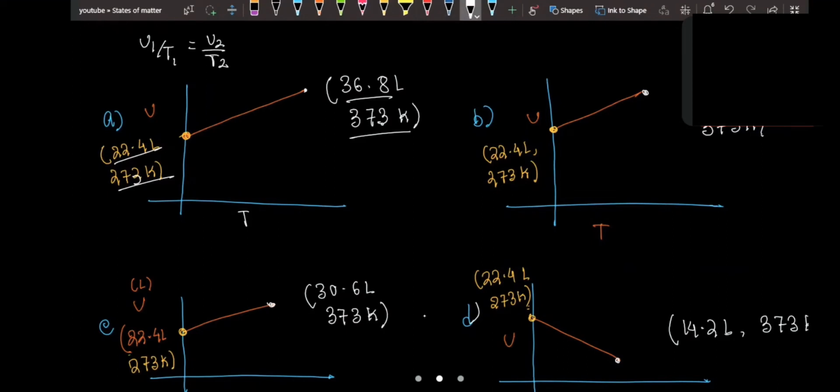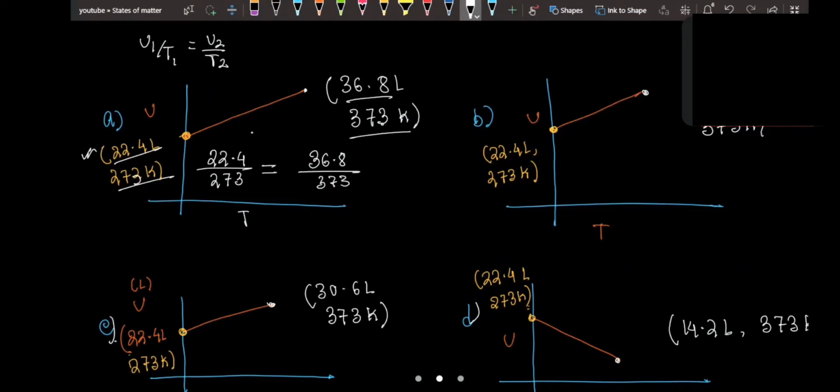So what you have to do is, for all the states, you need to find out the V1 by T1. So like the volume by temperature equation, and it should be equal to the volume by temperature for the next state. So what you need to find out is V, which is 22.4 liter divided by 273. The value which is going to come from here should be exactly the same as 36.8 by 373. If it is the same, then this is going to satisfy the curve.